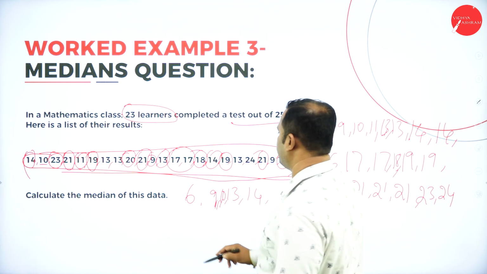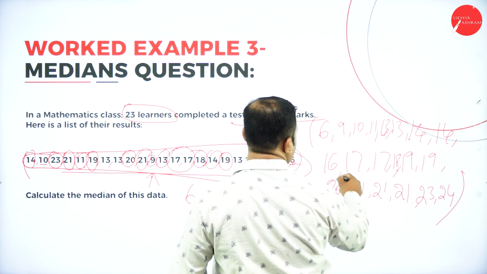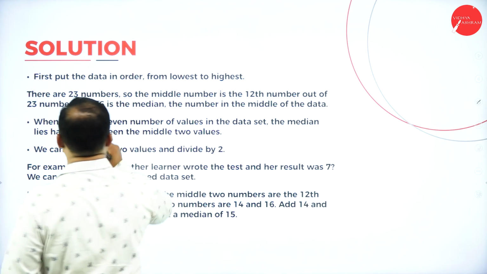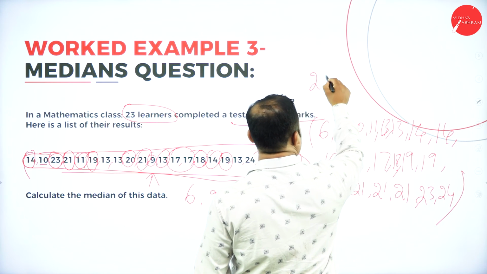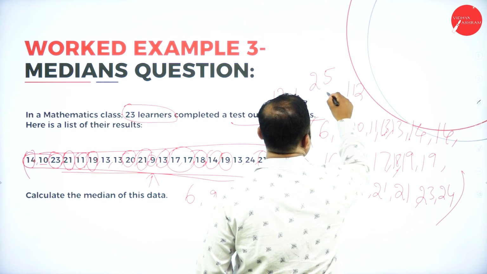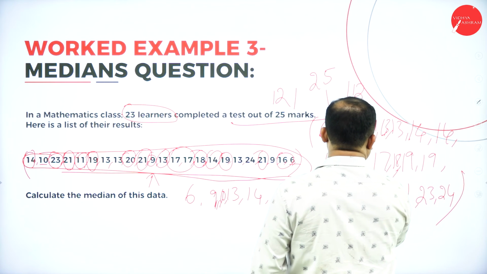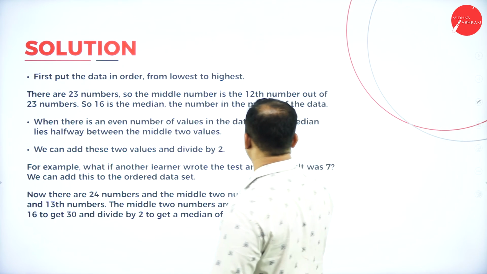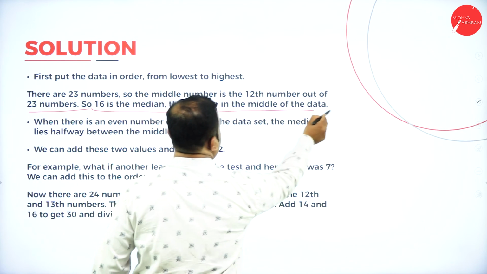So calculate the median of this. How can I calculate? Let me sort it. Sort this sequence of numbers and you will get these values. Then you find the middle of those elements. Which is that middle item? 23 numbers are there, so 16 is the median because it is the middle of that.